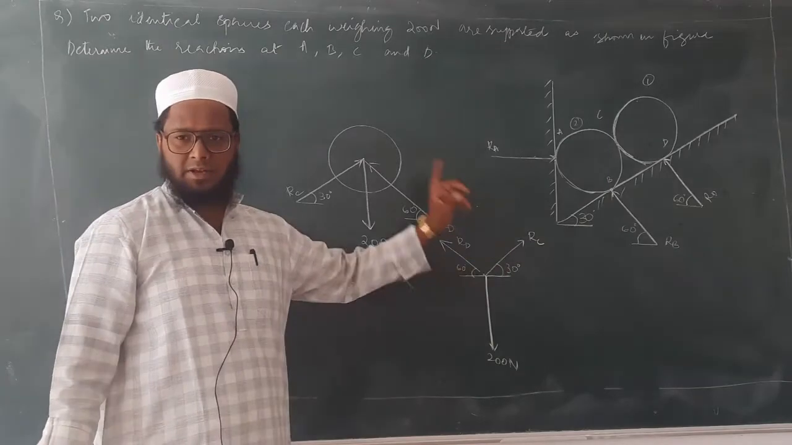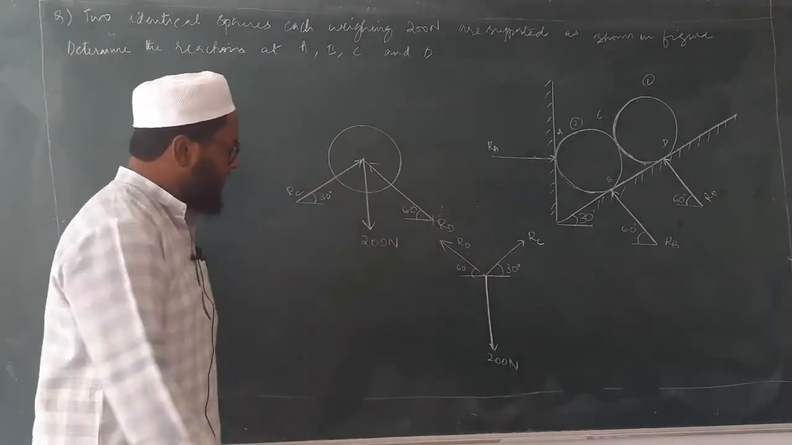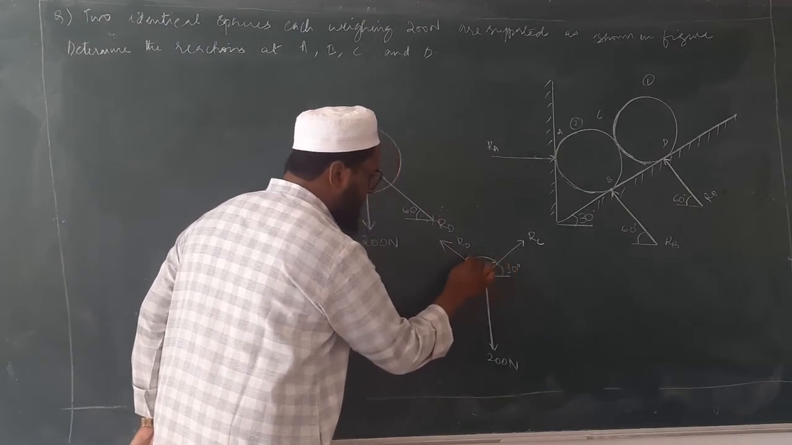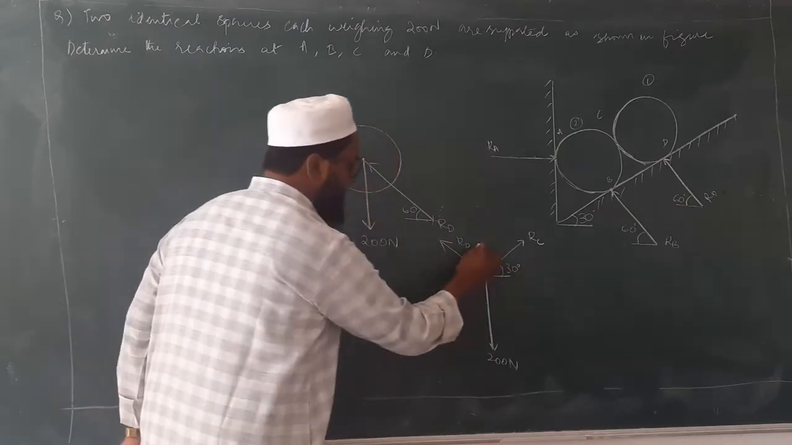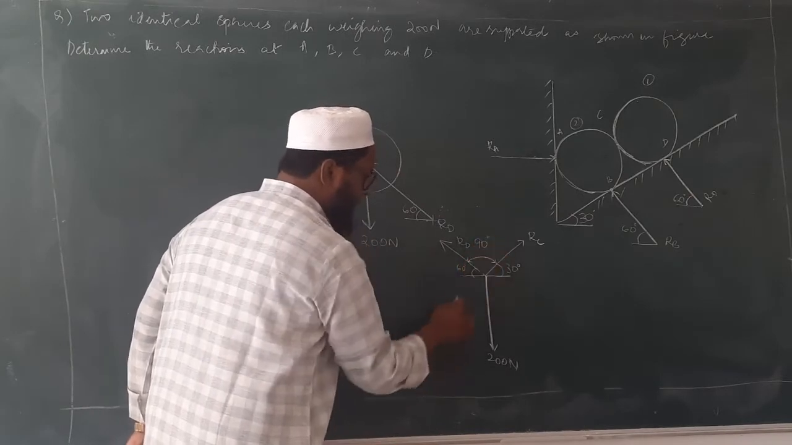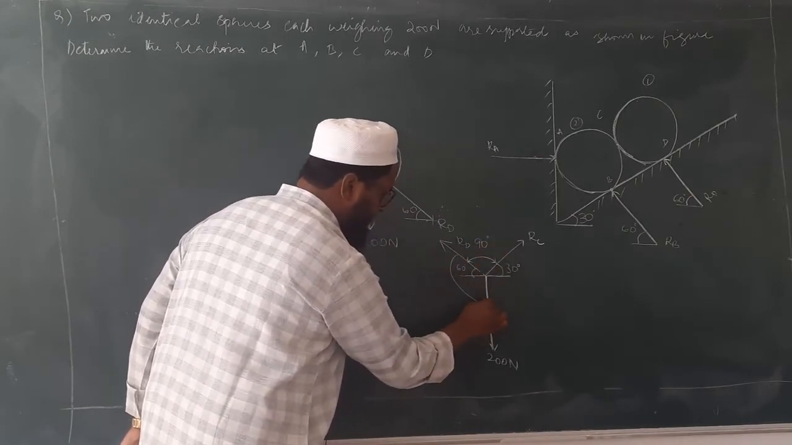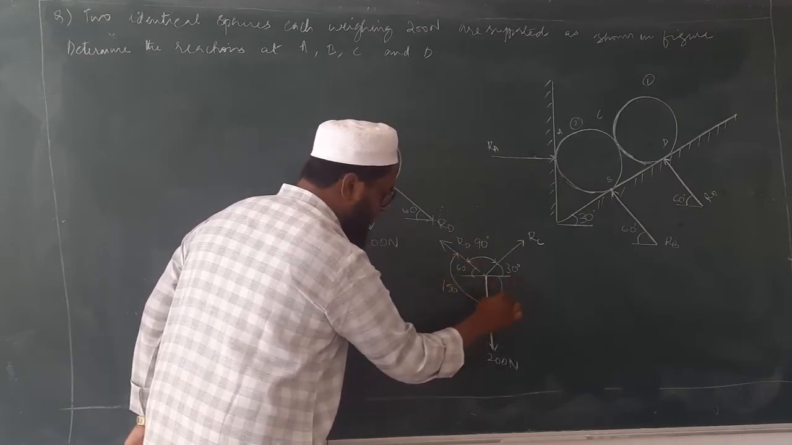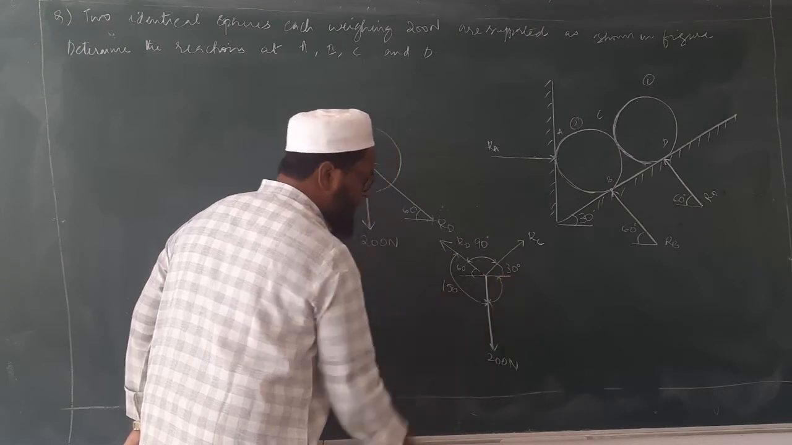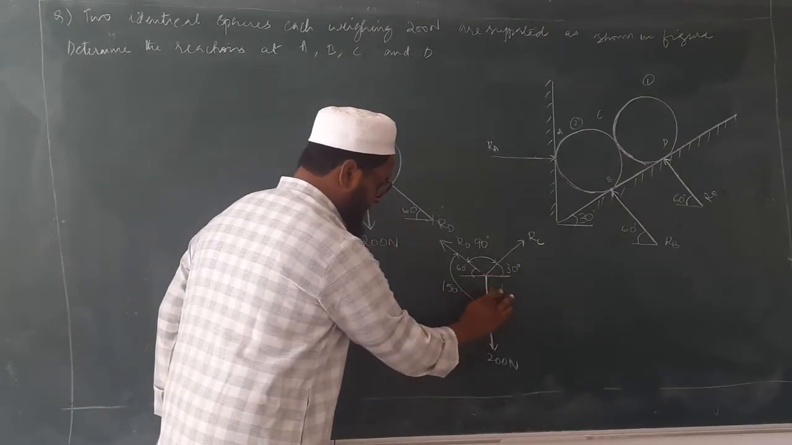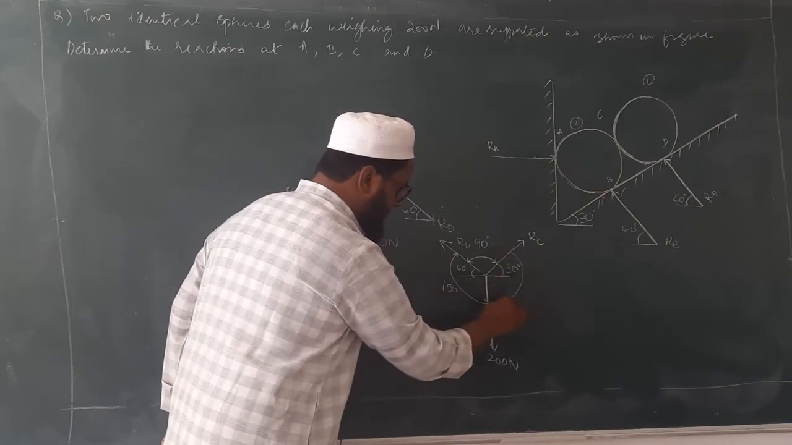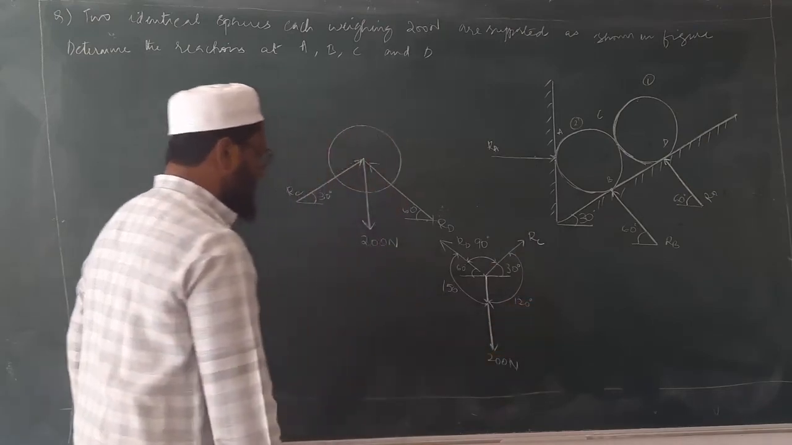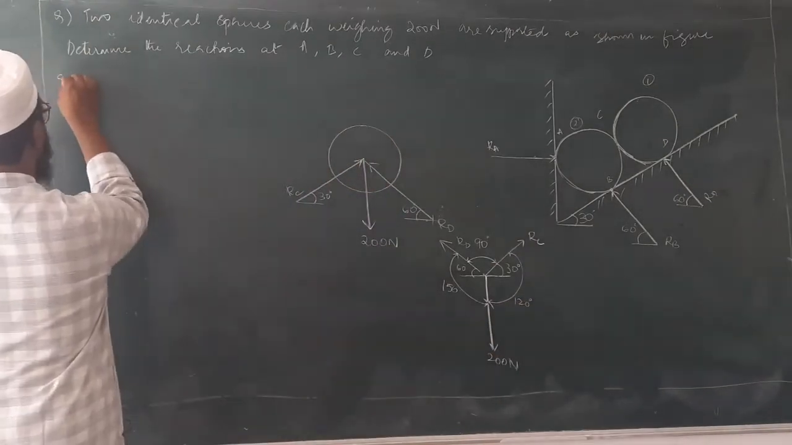Now we know the angles. We can apply Lami's theorem, isn't it? So what will be the inclination between these two forces? 180 minus 60 minus 30. How much? 90 degrees. What about this inclination? 150. What about this inclination? No, sorry, not this one. This one, right? 120 degrees. So we'll apply Lami's theorem here.